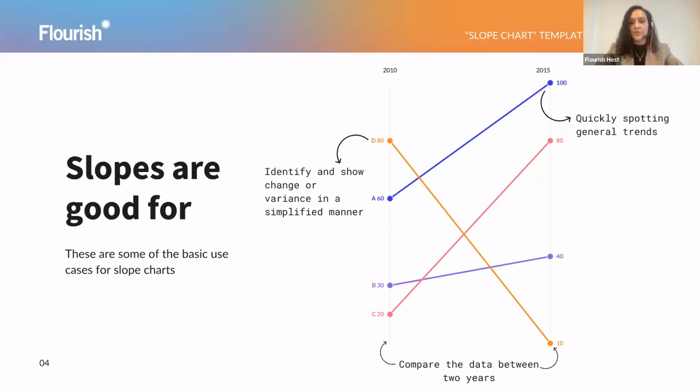Slopes are also good to show or spot trends. We can see which values ascended, which descended, and we can also compare rankings and so on. And we can compare data over short periods of time. So this is it.